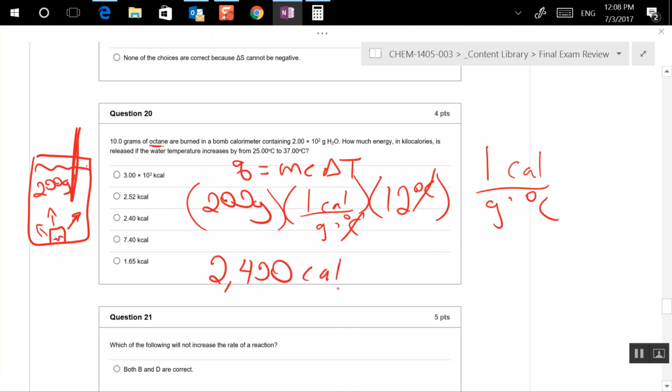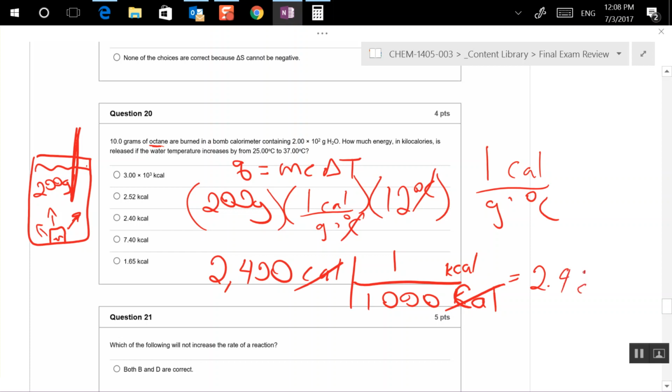2,400 calories. And then I want to change that to kilocalories from the calories. There is 1 kilocalorie in every 1,000 calories. Calories cancel. 2,400 divided by 1,000. I'm going to get 2.4 kilocalories. That looks like a big C. It's not. It's a little c calorie. Okay? All right.